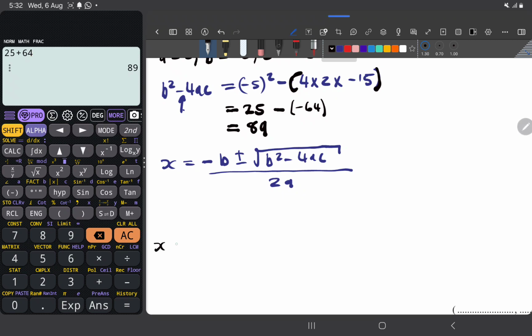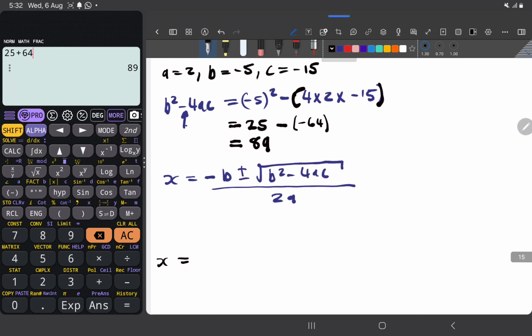This is x now is equal to, what is my b? It's a negative 5, so it's minus of negative 5. Then plus or minus the square root of, what is b squared minus 4ac? We don't have to calculate it no more. We found it. It's 89. So the square root of 89 all over 2 by a, which is 2 by 2.